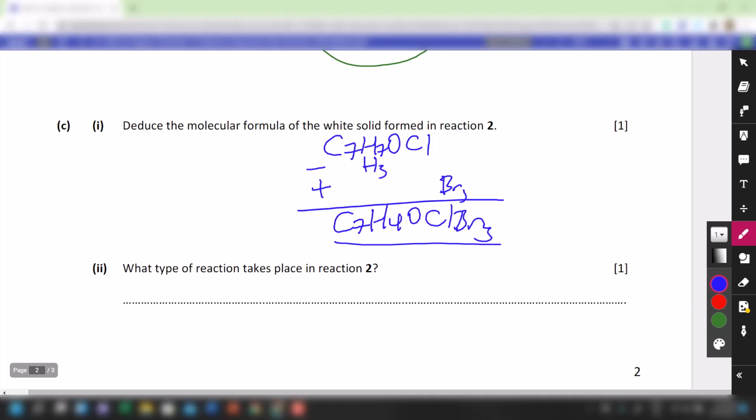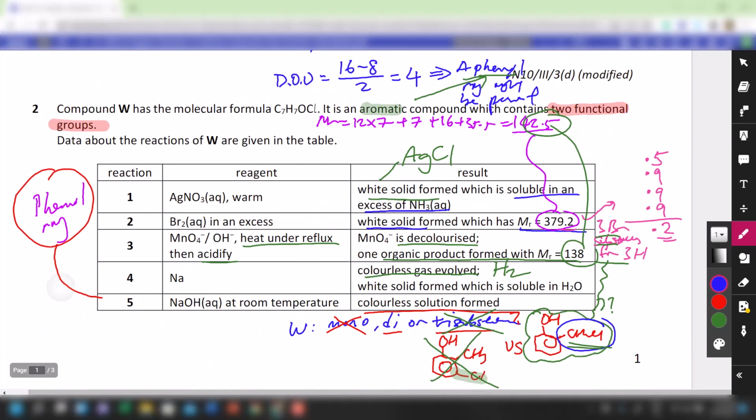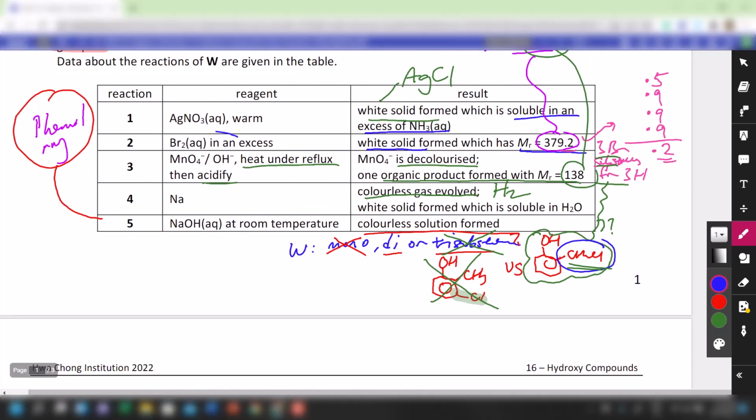Then what type of reaction takes place in reaction 2? I think earlier on we have highlighted to you. It should be electrophilic substitution. Okay, substitution. So I think we have already concluded that when we were trying to solve for reaction 2. Remember what we did earlier on? We concluded that it cannot be an addition, it has to be a substitution, and obviously it involves an electrophile.